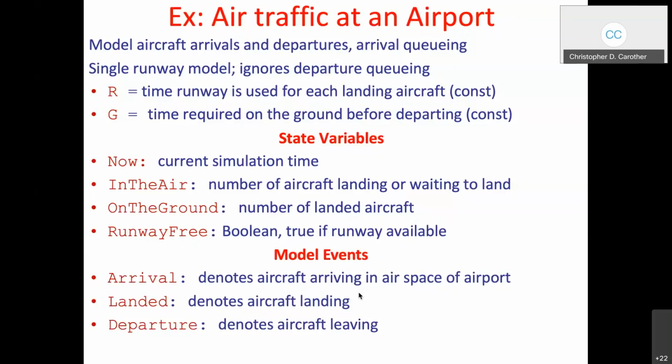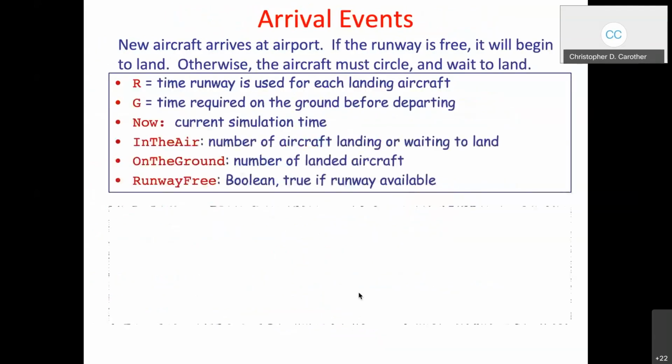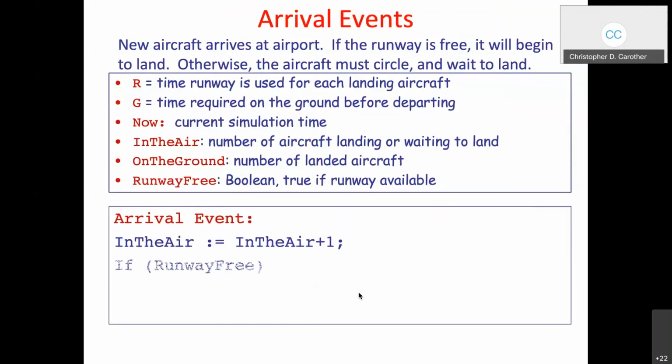There's in the air, which is the number of aircraft landing or waiting to land. There's on the ground, the number of aircraft that have officially landed, and then whether the runway is free or not. And we're also making an assumption here that each airport only has one runway. Obviously, airports typically have more than that, and you could extend the model to do that if you wanted to. In terms of modeling the actual events themselves, again, we have the arrival, landing, and departure events.